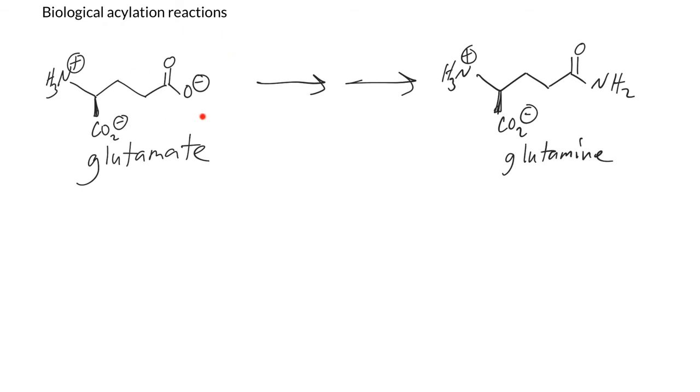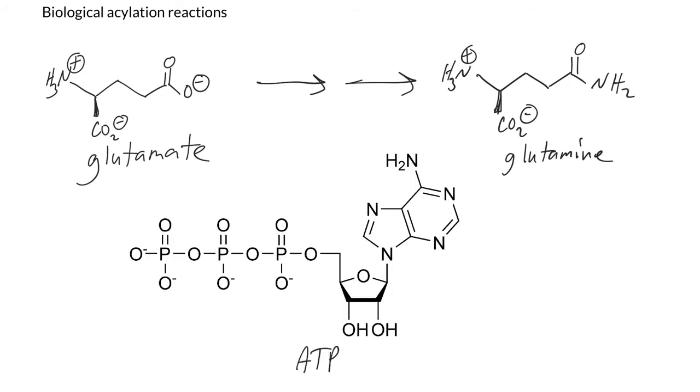So what we have to do, just like we did with DCC and DMAP, dicyclohexylcarbodiimide, we have to activate this to make it a good leaving group so that we can replace it with an amine. So the question then is, how does the body do that? And the way it does it is with phosphates. So it will react with ATP.